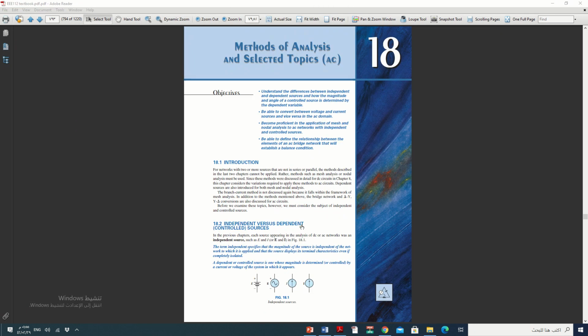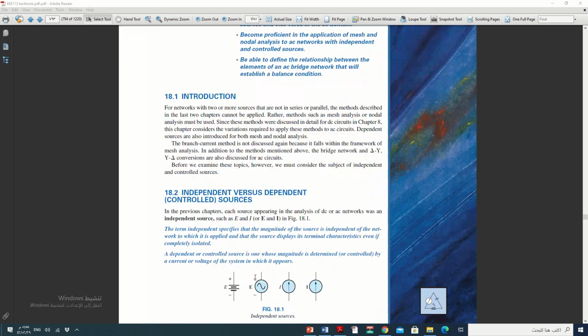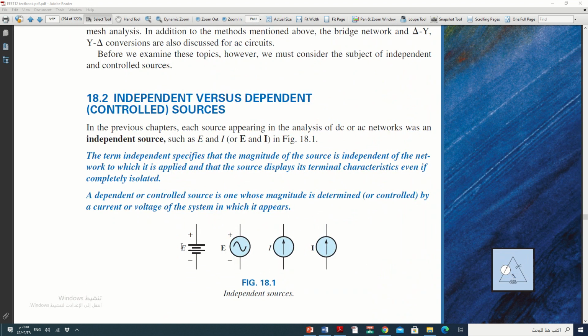Now we'll start talking about chapter 18, two sections only. The first section, 18.2, independent versus dependent controlled sources, is only to show the difference between independent and dependent. Before, in circuit 1 or circuit 2, we saw the symbols for current and voltage. This is the voltage DC and the voltage AC, and this is the current DC, current AC. This is called an independent source. It does not depend on anything else.